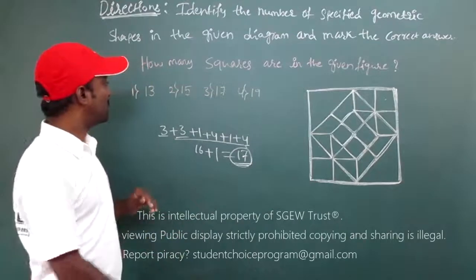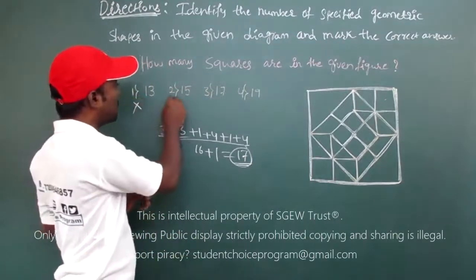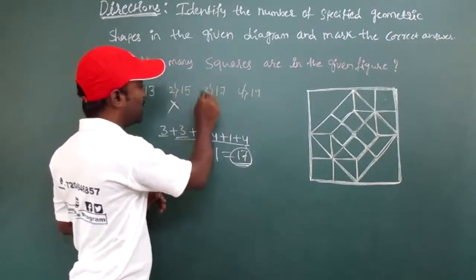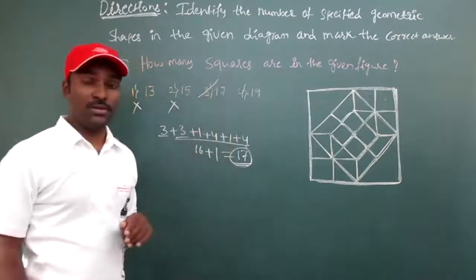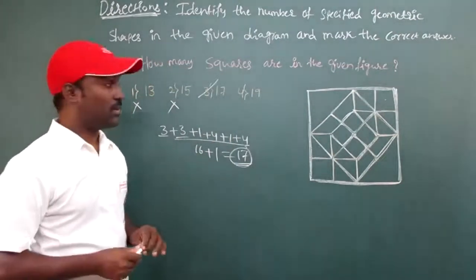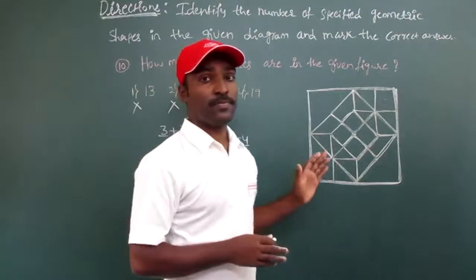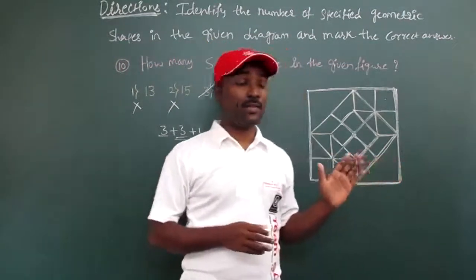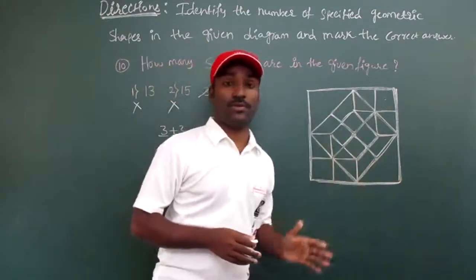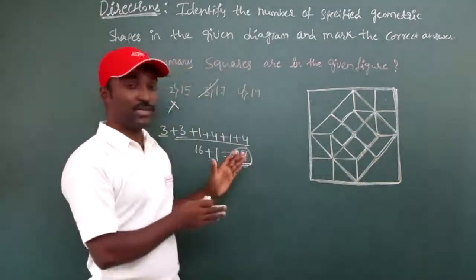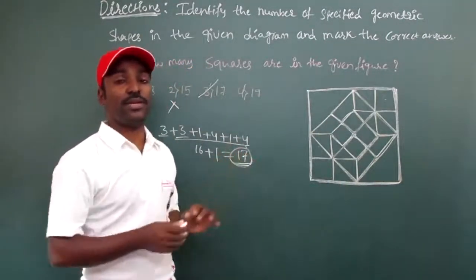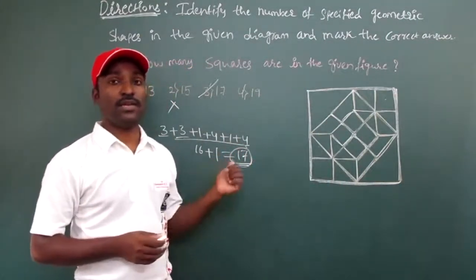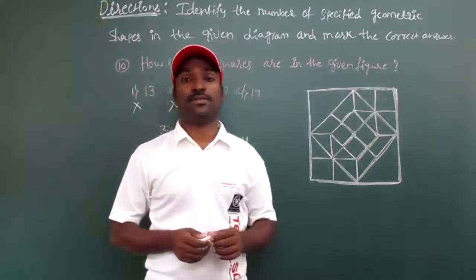Now go to the options. The first option is 13, wrong. Second is 15, wrong. Third is 17, which will be the right option. So this is how we solve this example. There is no need of labeling the parts 1, 2, 3, 4. If you find the specified shape easily, then there is no need of writing parts. Easily you can get the answers for such questions.